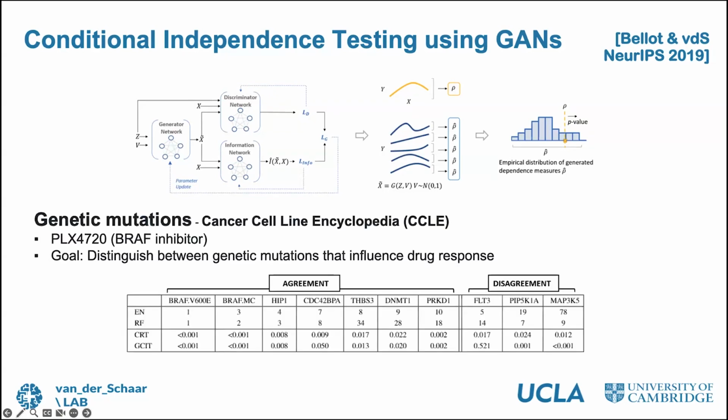And their approach was validated on the Cancer Cell Line Encyclopedia to distinguish between genetic mutations that influence drug responses. And so for many mutations, as shown in this table here, actually the method GCIT agreed with a lot of the existing approaches and the literature. But in several cases, they noticed this disagreement between the newly proposed approach and the existing computational approaches. But they found that the GCIT decision about the conditional independences agreed with the literature, which I think really demonstrates the promise of this approach.